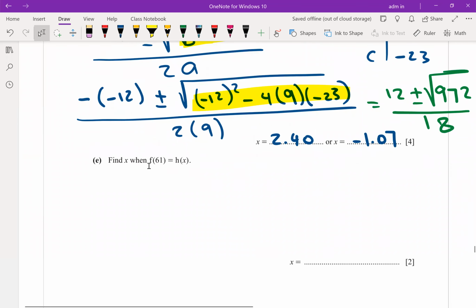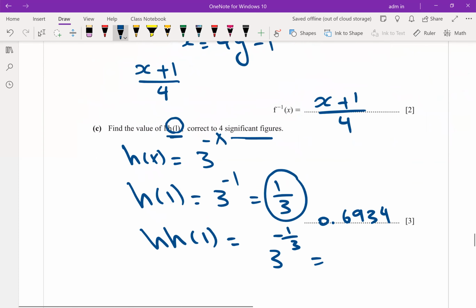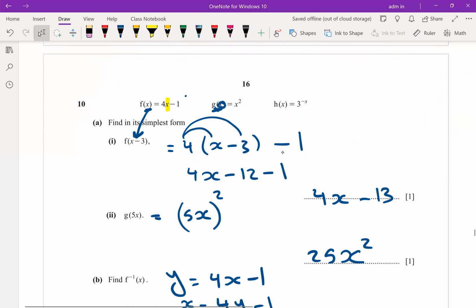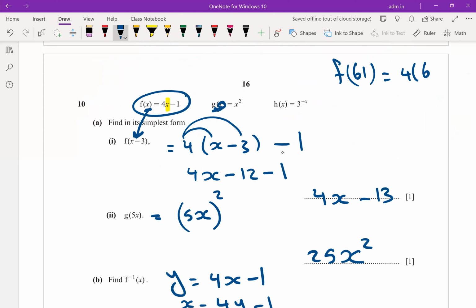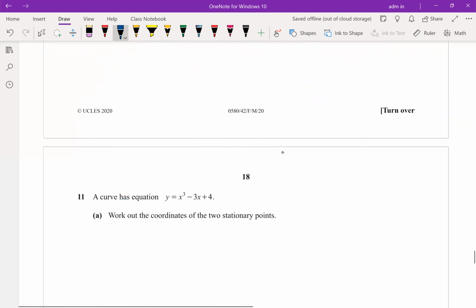Find the x when f of 61 equals h of x. First, I will find f of 61. This is the function f. F of 61 equals what? 4 times 61 minus 1. So the answer is 243.